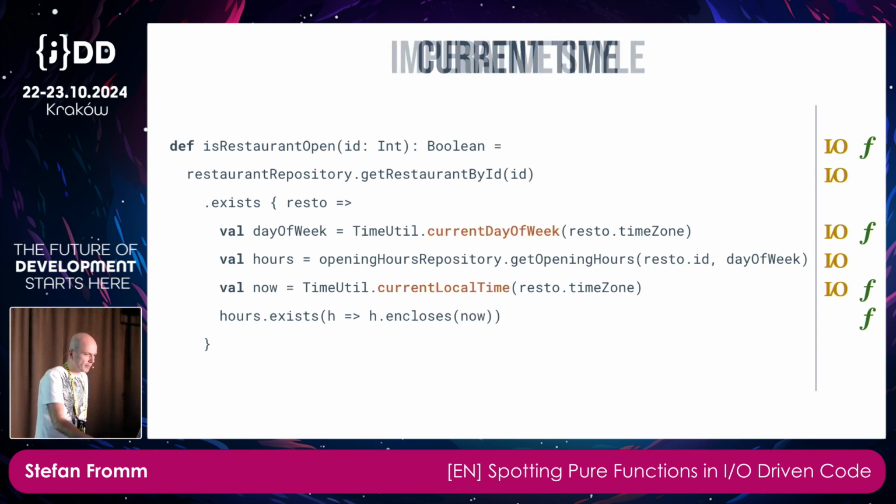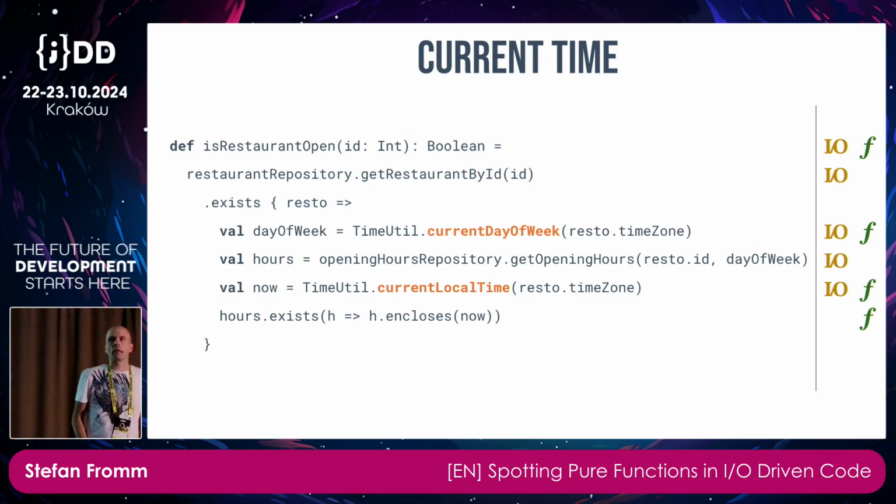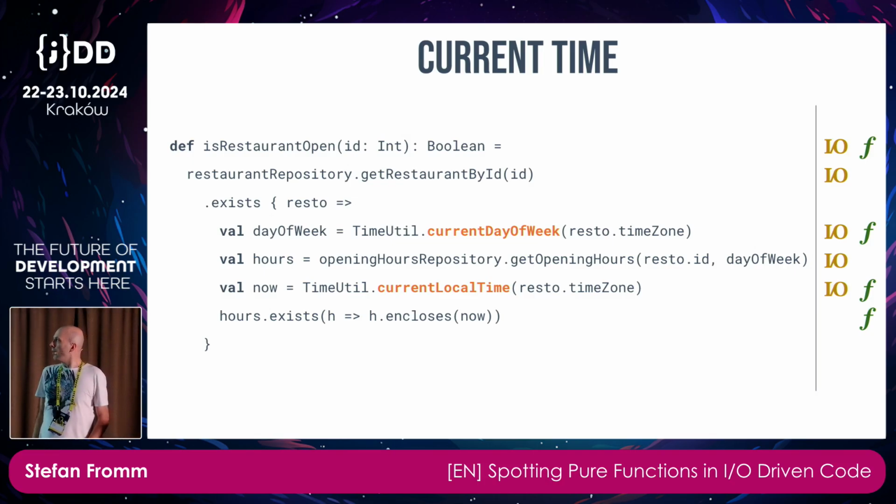And that's why I want to refactor the code to make it a little bit more functional. We start with the current time. So look at this. The current time is fetched twice from the computer clock. This is something I have seen in production code.